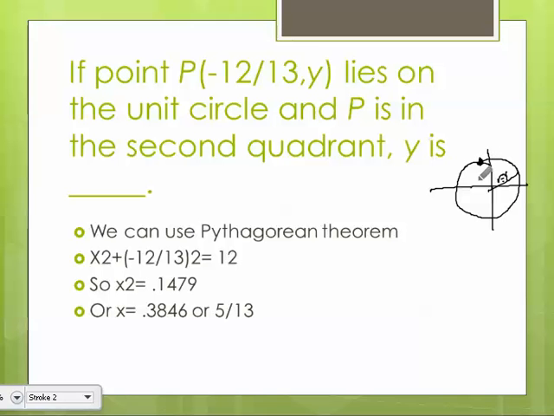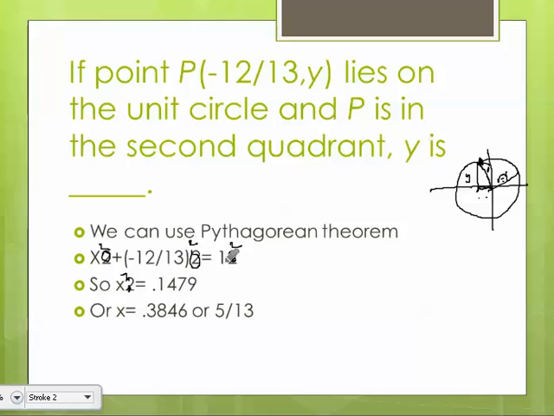Okay? And they're wanting to know what is the second coordinate, the y. Well, we can look at this as a Pythagorean theorem problem, right? We know this x value out here is negative 12 over 13. The y value is what we're trying to find, and we know this one is 1. So I'm going to stick this in there and say x squared plus negative 12 over 13 squared. Those are supposed to be squareds, and that's supposed to be 1 squared. So this is equal to x squared is equal to 0.479.